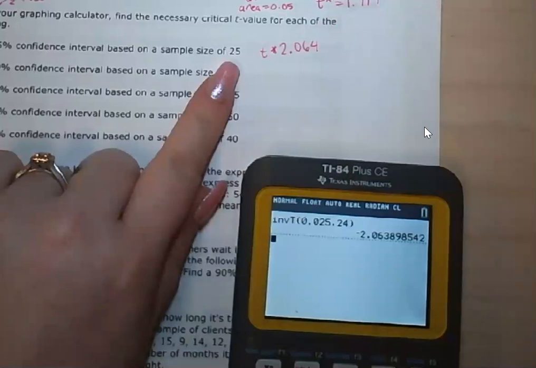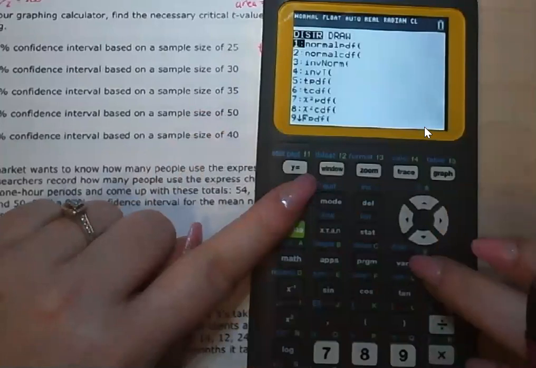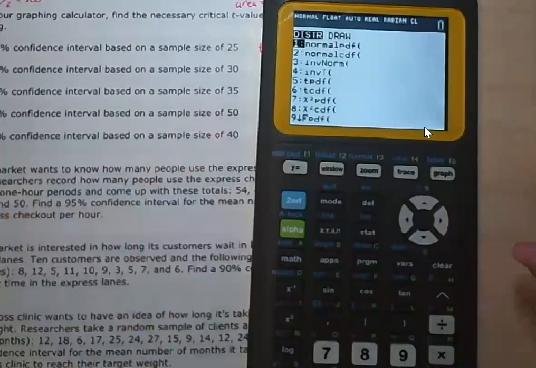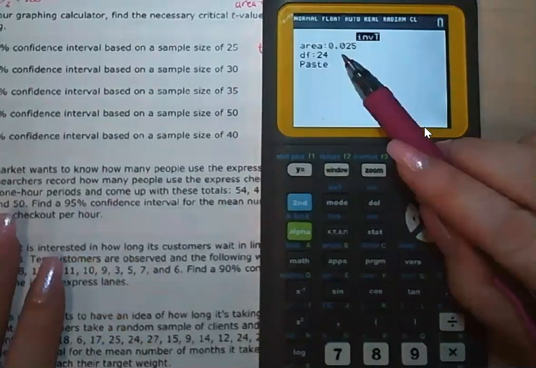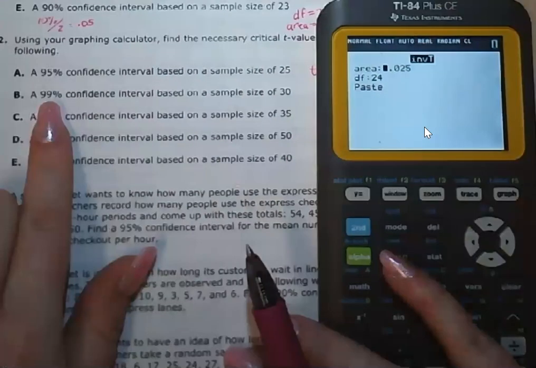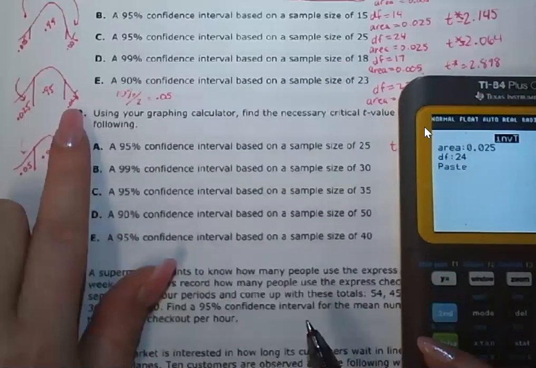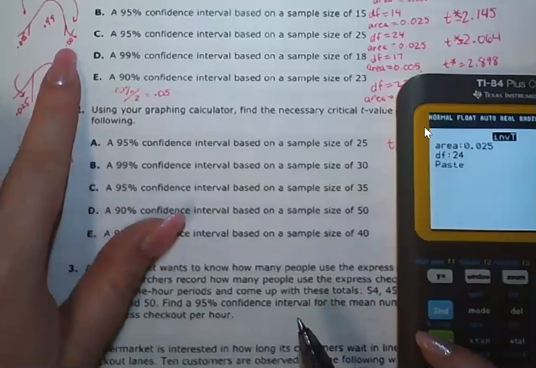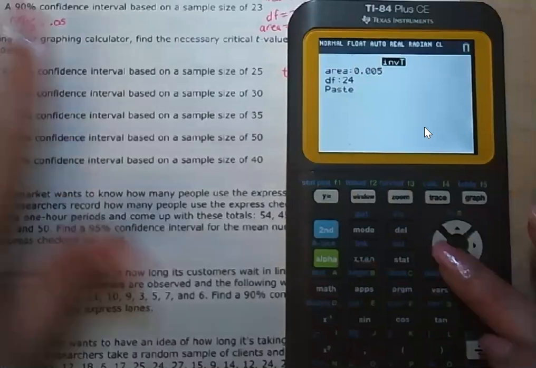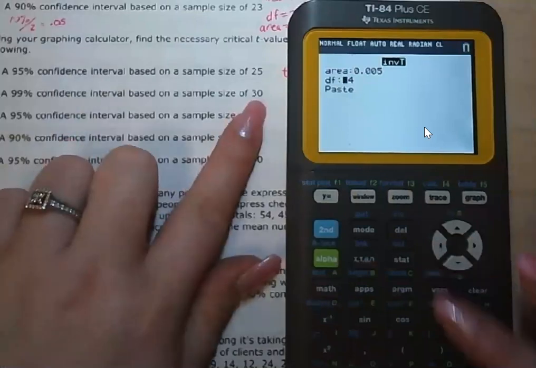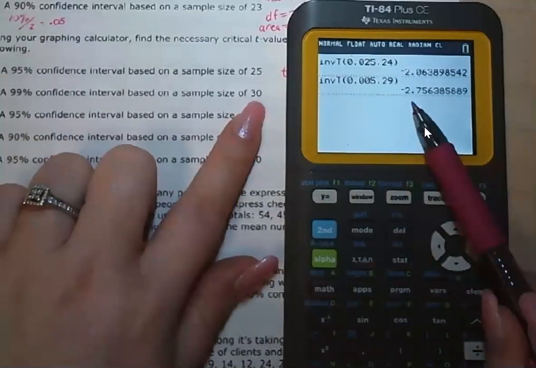Okay, let's do that the same way in part B. So again, I hit the second button and then the vars button to get to our distribution menu here. Go down to inverse t. And then we need to put in our area. For part B, we're looking at a 99% confidence interval, which means our tail area, which we got in the last part for a 99% confidence interval, was 0.005. So I'll put that in. 0.005. And the degrees of freedom in this problem is going to be 30 minus 1, or 29. And now I get 2.756.